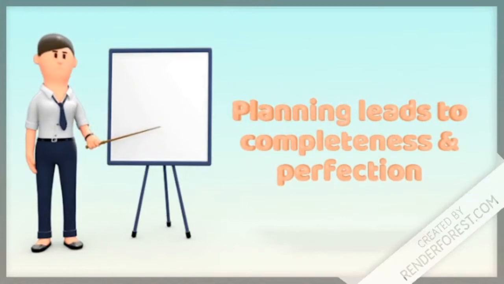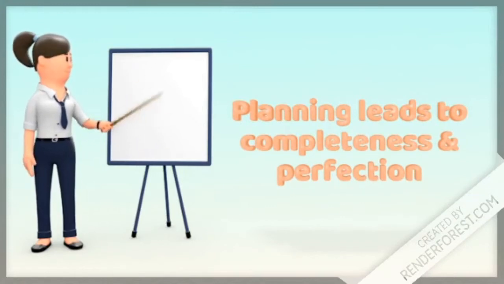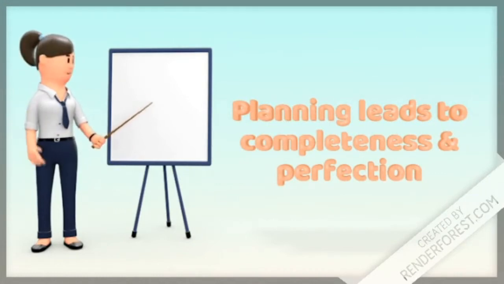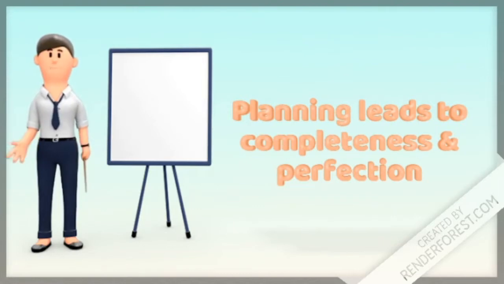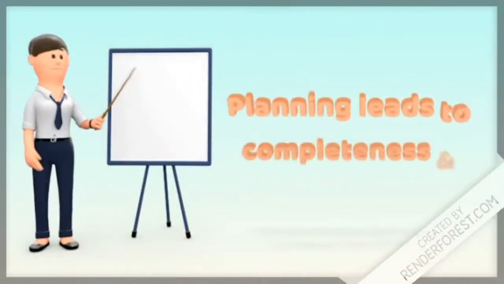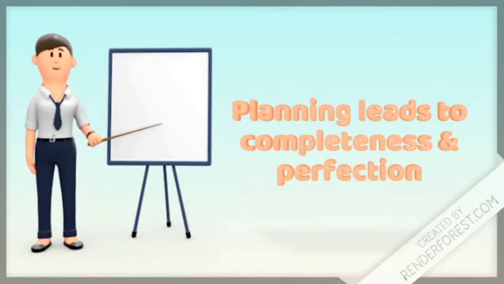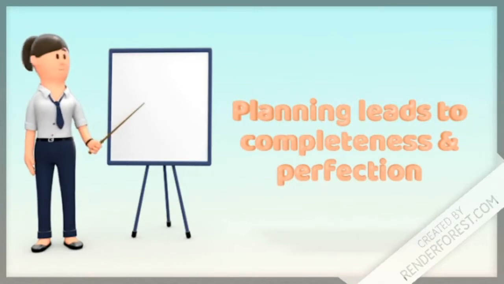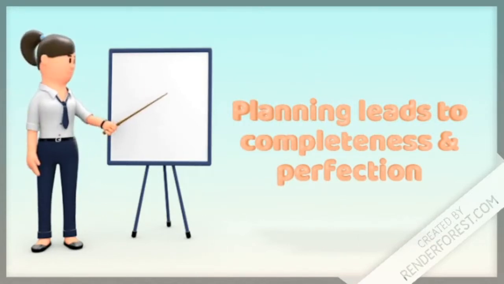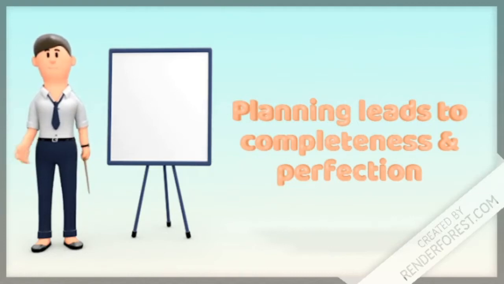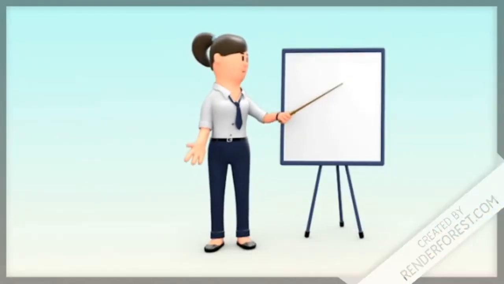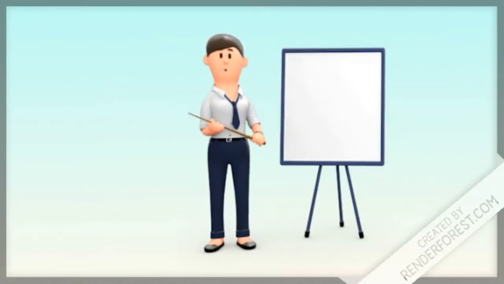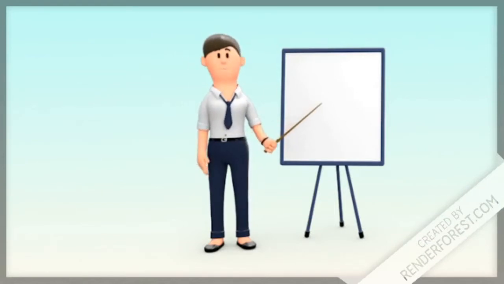Number 1, planning leads to completeness and perfection. Let us try to understand this by citing a very simple example of going for shopping without a predetermined list. Under such circumstances, it is likely that we pick things which we do not require and leave out items which we actually required at home. Similar is the case with businesses. That is why an organization needs planning to avoid such mistakes and bring about perfection in its operations.